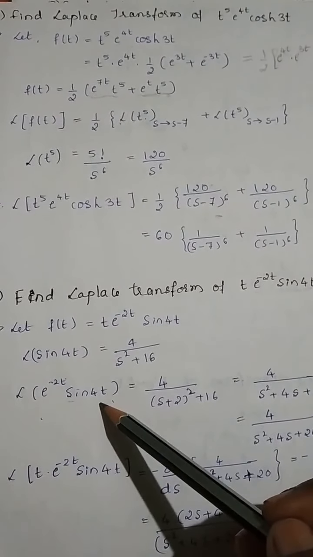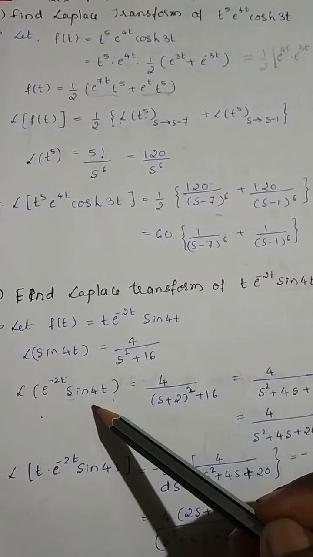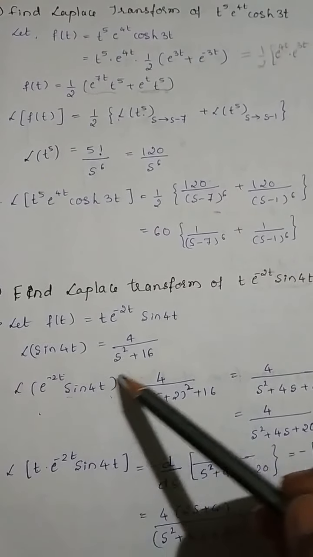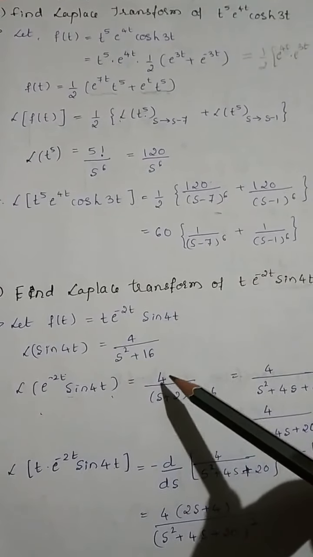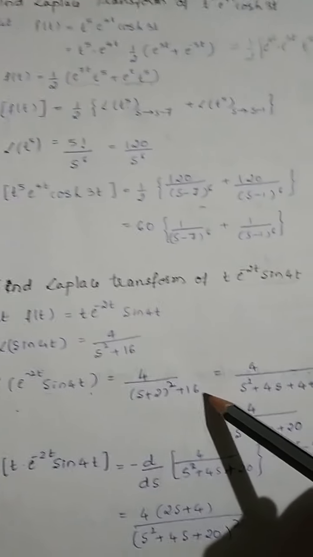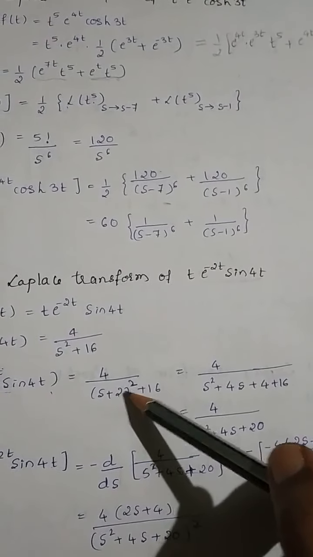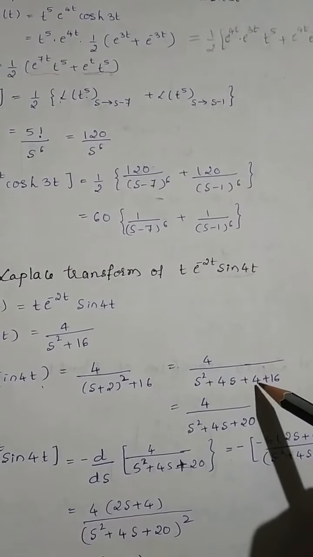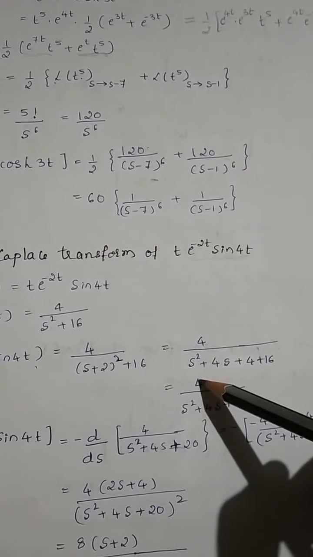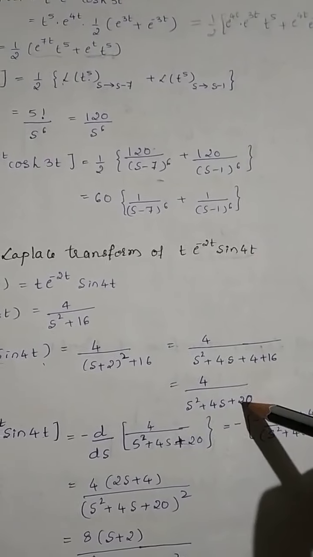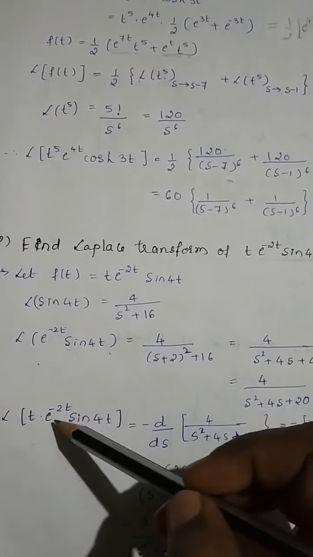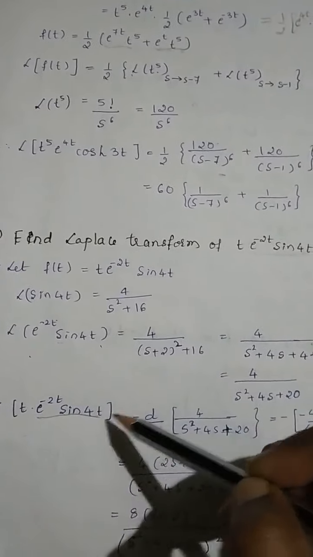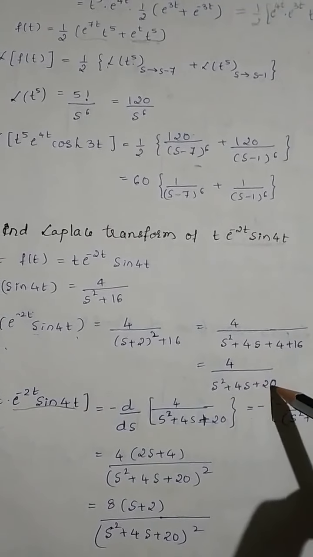This is like the first property. The first property means s tends to s minus a. Here a is minus 2. Therefore, in this place s tends to s plus 2, giving 4 upon (s plus 2) whole square plus 16. Expanding (s plus 2) whole square, that is s square plus 4s plus 4. Next simplifying, we are getting 4 upon s square plus 4s plus 20. Now let us find the Laplace transform of t into e raised to minus 2t sin 4t. The Laplace transform of only e raised to minus 2t sin 4t is 4 upon s square plus 4s plus 20.